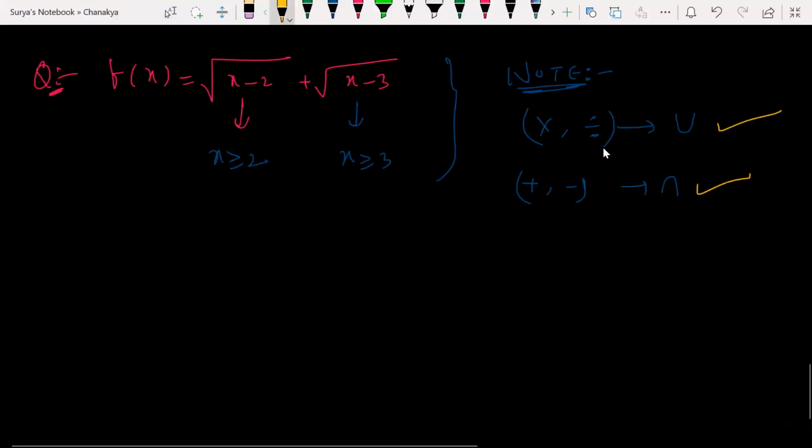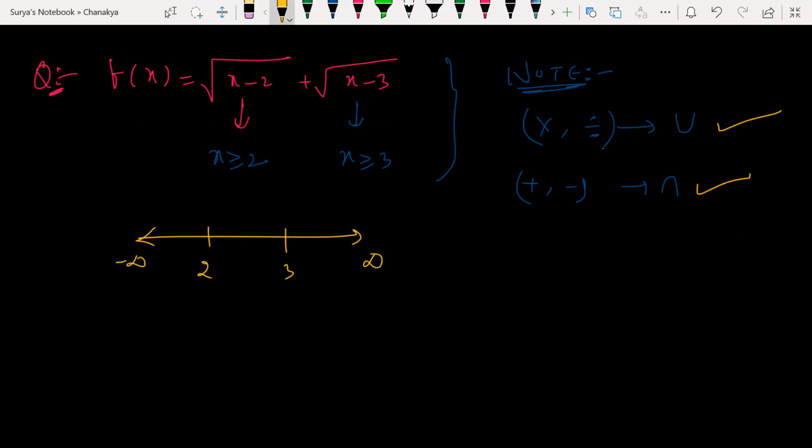Look at it. X should be greater than 3. Put it on the number line. It should be 2, it should be 3, from minus infinity to plus infinity. X should be greater than 3, which means this part. And x should be greater than or equal to 2, which means this part. Yes or no? Yes, sir.